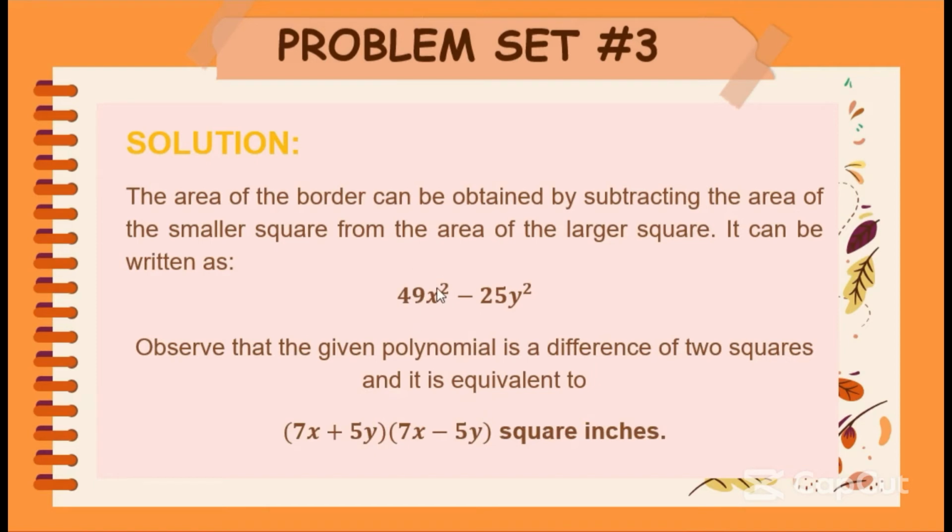Okay? We have the square root of 49x squared is 7x. The square root of 25y squared is 5y. So, since it is a difference of two squares, we have x and x, plus and minus. Okay? So, this is the factored form of the dimension of the border.